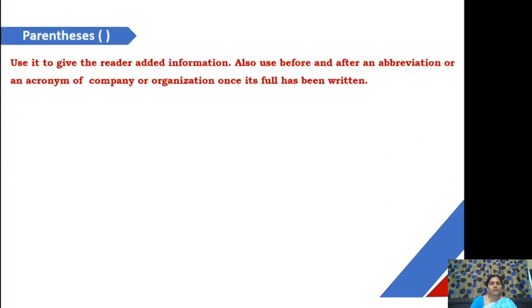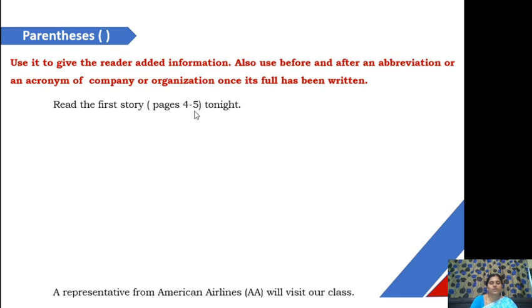Parenthesis: use it to give the reader added information. Also use it before and after an abbreviation or an acronym of a company or organization once its full form has been written. Read the story. We are just providing the details, the page numbers here, pages 4 to 5, so we kept it in brackets. This is added information which we have given.